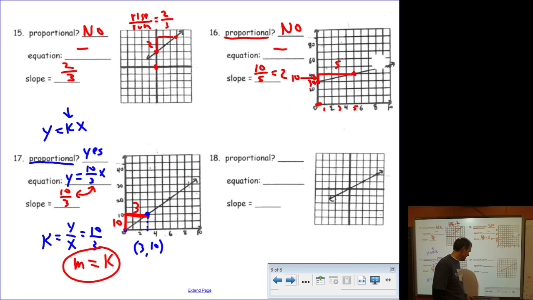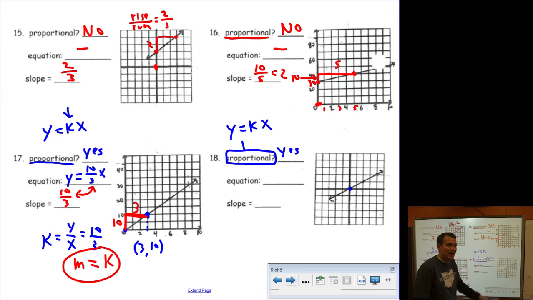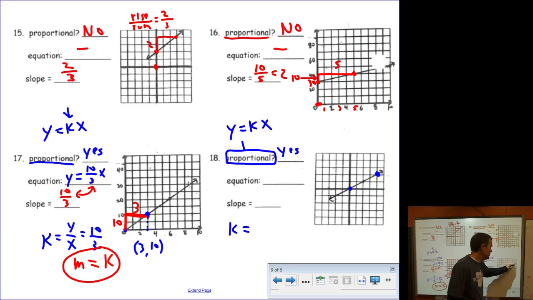Last up, is it proportional? Of course it is. It goes through the point 0, 0. And because it's proportional, I need to write an equation for it. Remember, when lines are proportional, their equation is y equals kx, something times x. I just need to figure out the k value, and the way you figure out the k value is by picking any ordered pair and putting the y value over the x value.